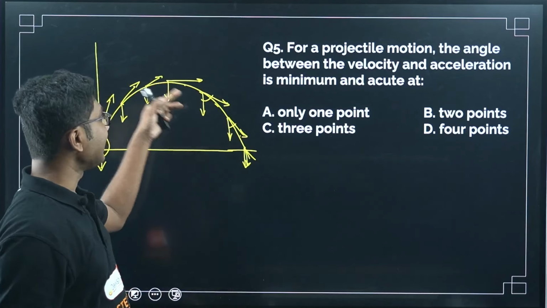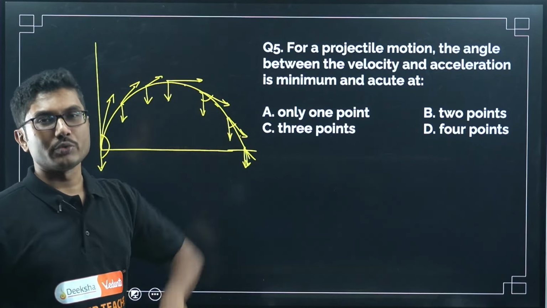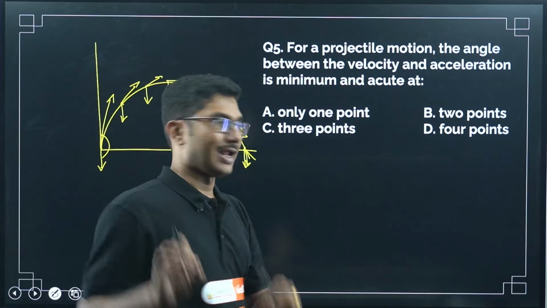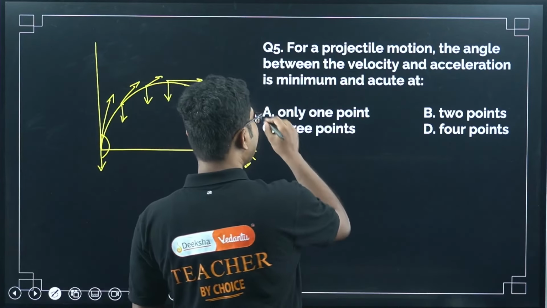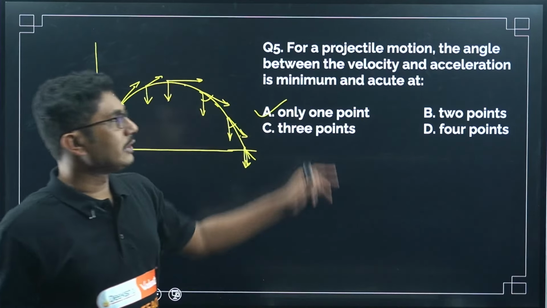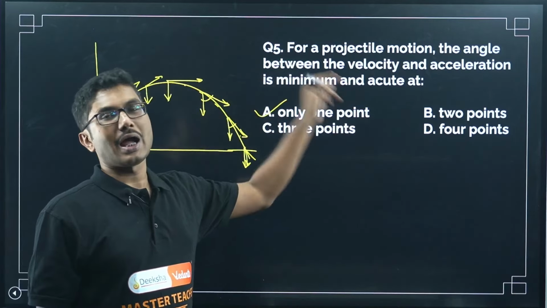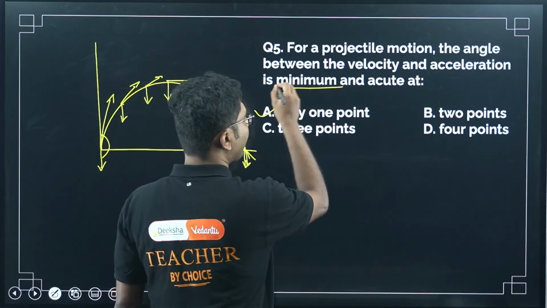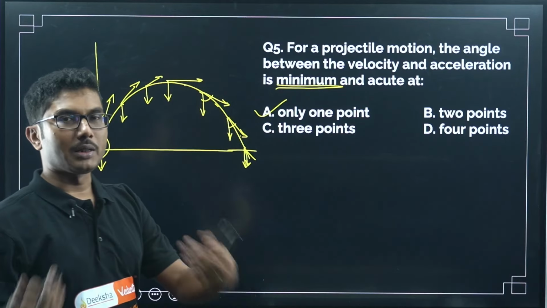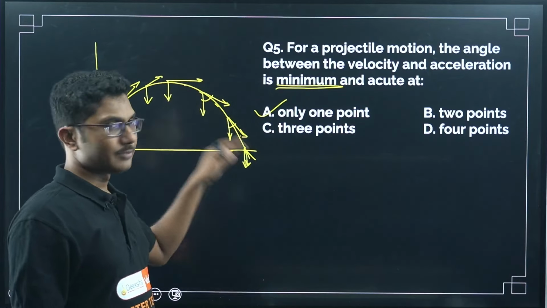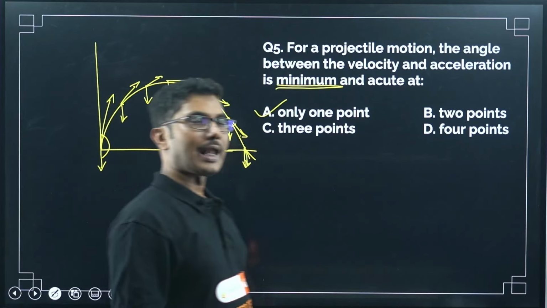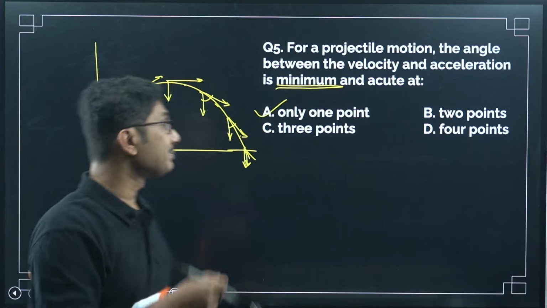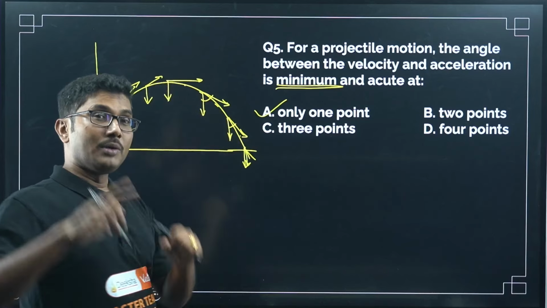It started at 90 degrees and slowly it will try to go towards 0, even though the angle will not be 0 here. But it will be the minimum value. So only 1 point. It will be acute and minimum only at 1 point. Minimum is only 1 point. Acute there will be multiple points. Infinite points, because theoretically a line consists of infinite number of points, but minimum will be only at 1 point.